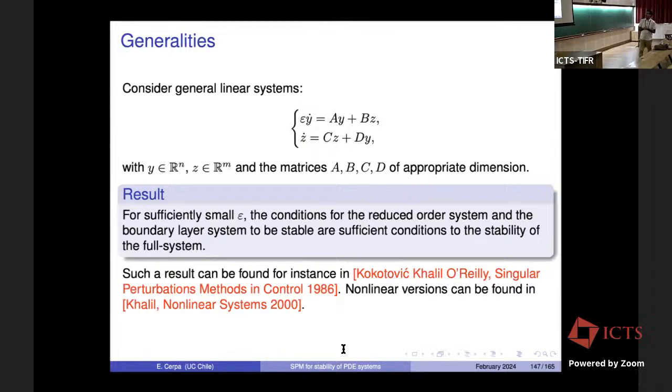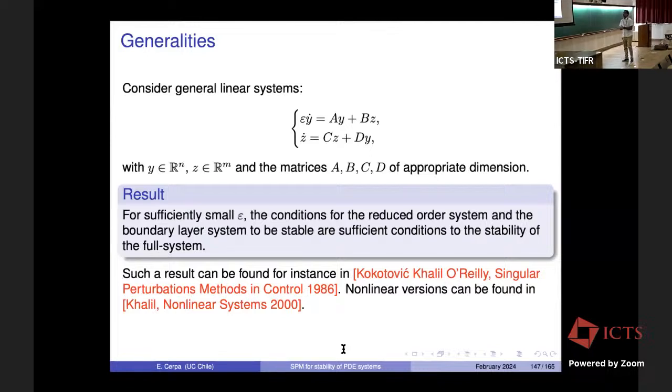And of course, this is a little more general, okay? When we have, again, an infinite dimensional system, we're not going deeper in that. It's just to mention the result. Here we have the same structure of system, but they are not scalar equations. They are systems. Capital A, capital B, capital C, and capital D are now matrices, okay? With the appropriate dimension, of course.